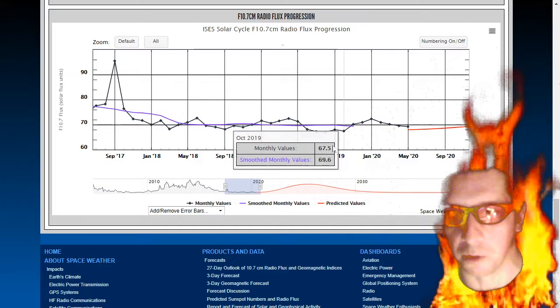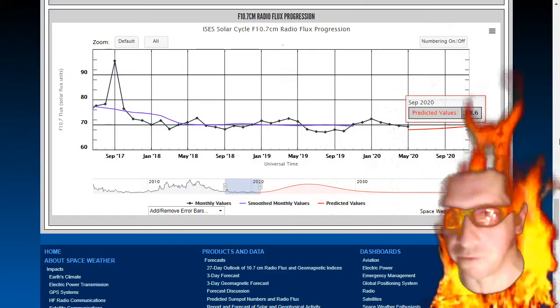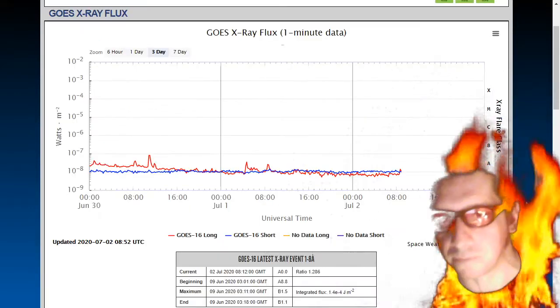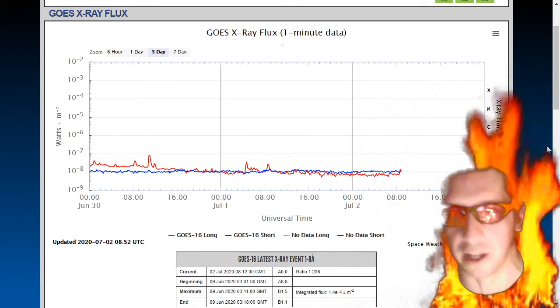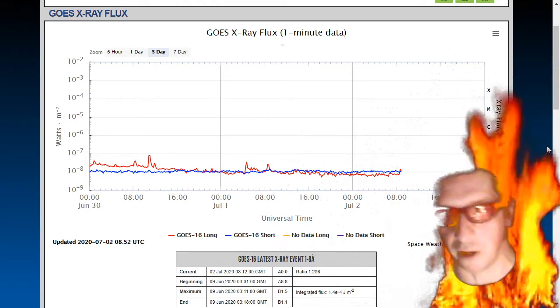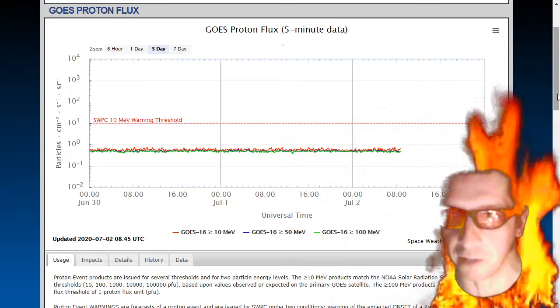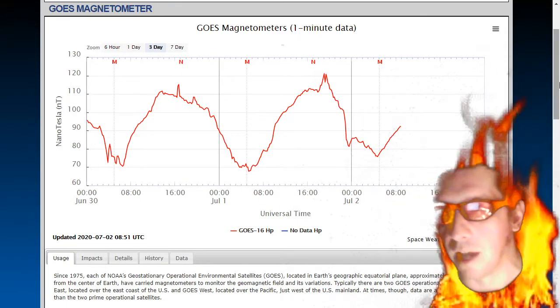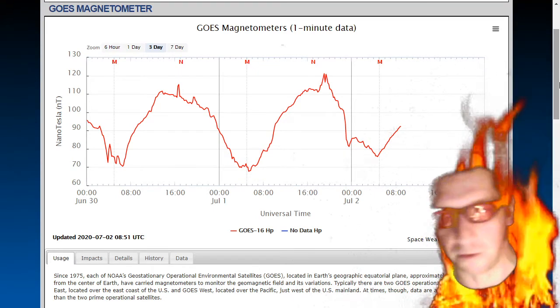So you can see solar minimum conditions here just a few weeks after I forecasted it. GOES X-ray flux is flatlined. No solar flares, and again, understand the distinction between photons and protons. Solar flares are photons. Coronal mass ejections are mostly protons, and the proton flux is flatlined. Anyway, there's the data on the GOES magnetometer, and again, this is going to be all over the place over the next 24 hours.